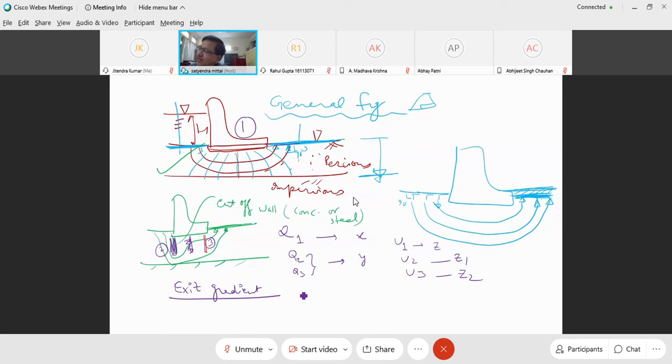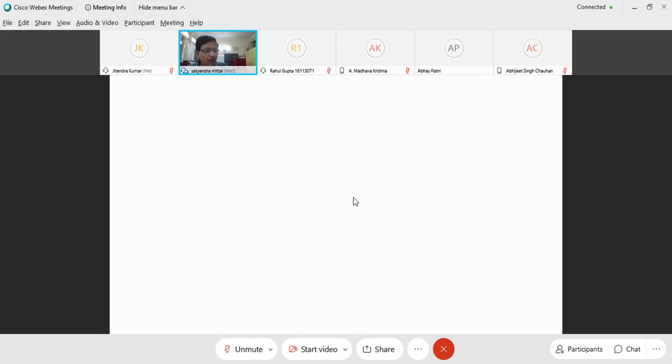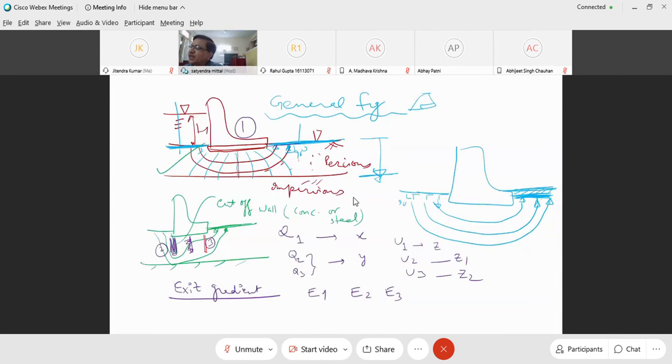Exit gradient shall also be different in all the 3 cases. Mathematically, numerically, these values shall be different. Okay, so now I will discuss how the differences are there in these values. Now, seepage, let us see this diagram again.